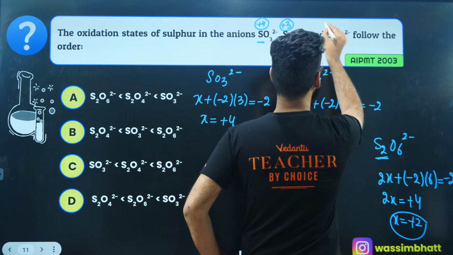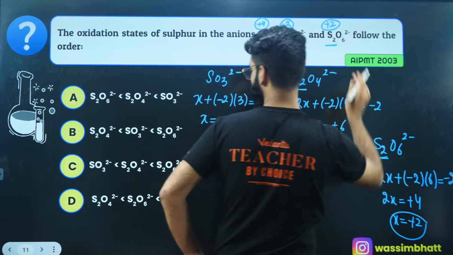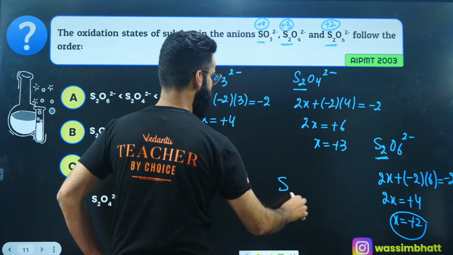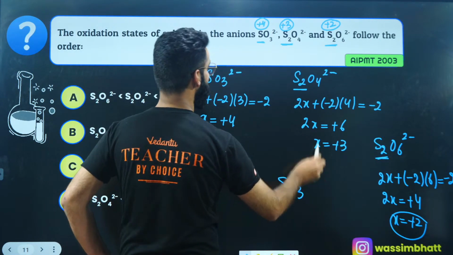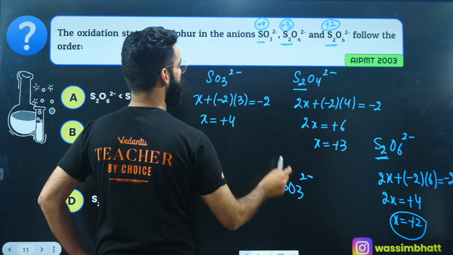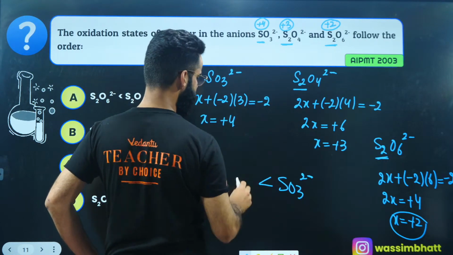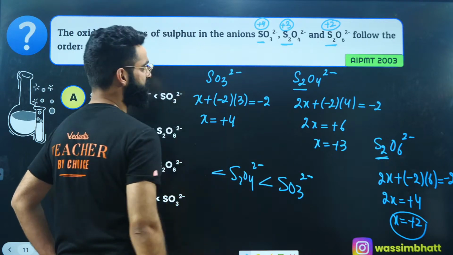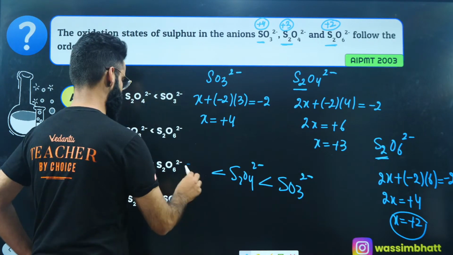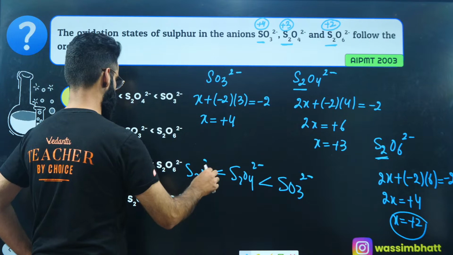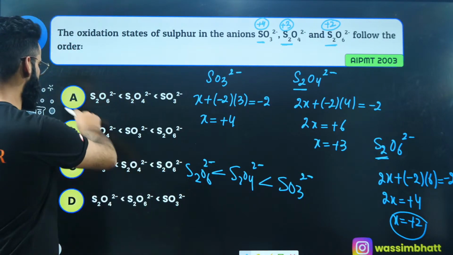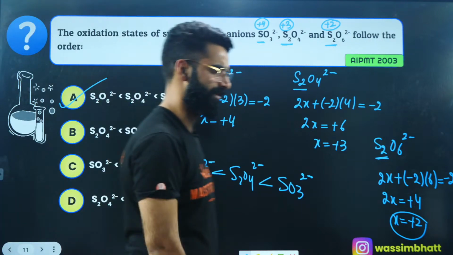So the oxidation state of sulfur over here is going to be +2. Now arrange them on the basis of their increasing order. SO3 dinegative will come at the top because the oxidation state of sulfur over here is maximum. Then comes your S2O4 dinegative and then comes your S2O6 dinegative. So which option satisfies it? SO3 dinegative, S2O4 dinegative, S2O6 dinegative. Option A is the one which is going to be the correct answer of this question.